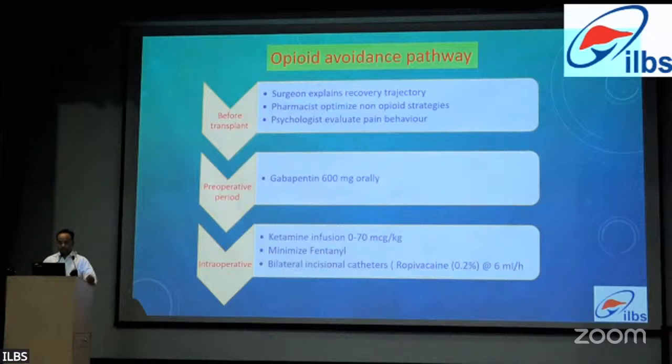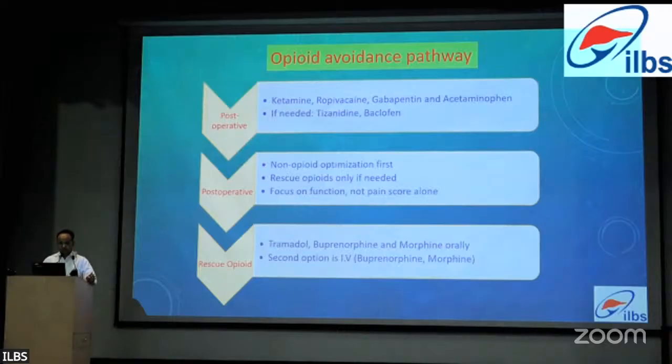In addition, bilateral incision catheters with a ropivacaine infusion at 6 ml per hour can be used. So post-operative, they have given opioid-free analgesia, which was mainly based on ketamine, gabapentin, and acetaminophen. And the rescue analgesia was given with tramadol, buprenorphine, and morphine, initially orally. Then later on, if the patient still has pain, they have given IV buprenorphine and morphine.